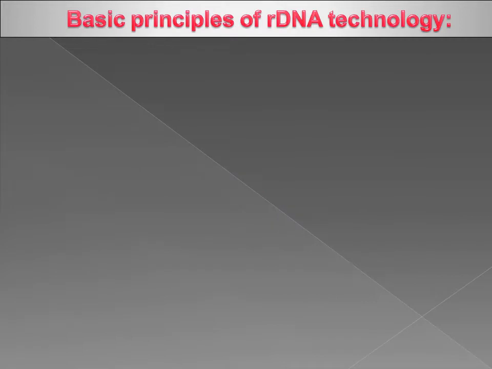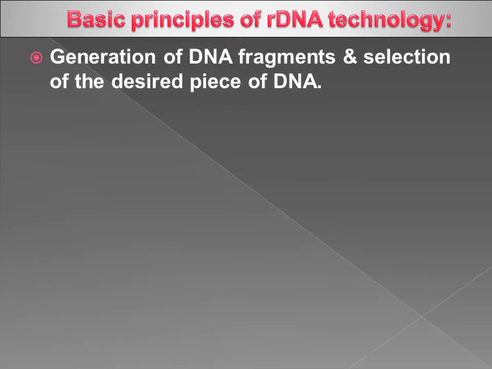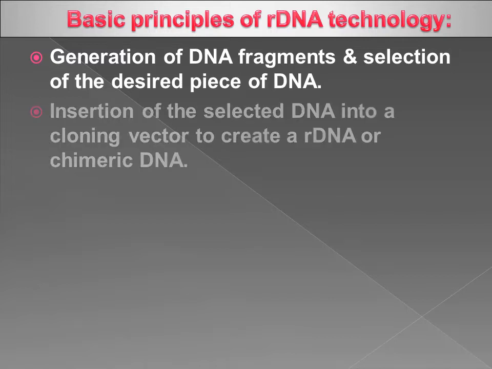Now, what are the basic principles of recombinant DNA technology? How does it work? It involves generation of DNA fragments and selection of the desired piece of DNA, which we have to transfer from one organism to another organism. Further, insertion of the selected DNA into a cloning vector. Now, a vector is nothing but a DNA molecule to create recombinant DNA or chimeric DNA.